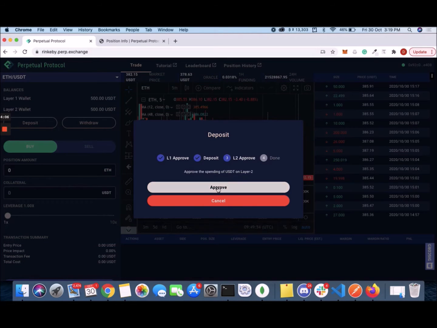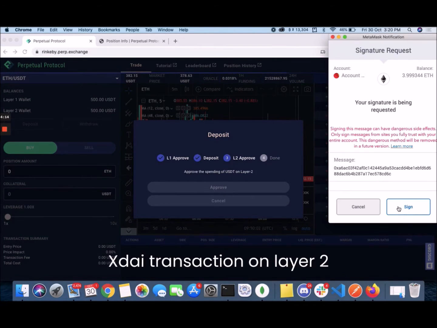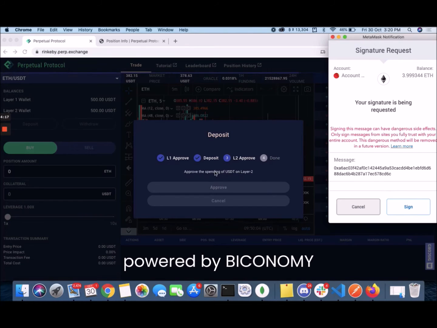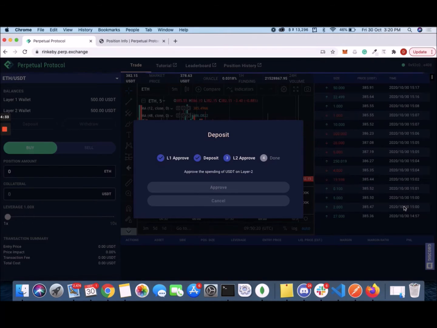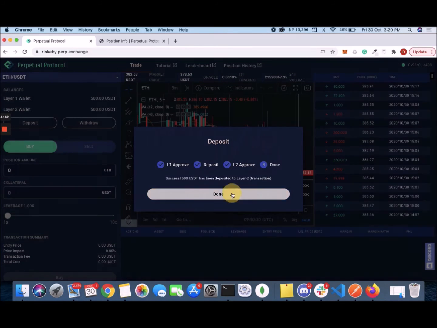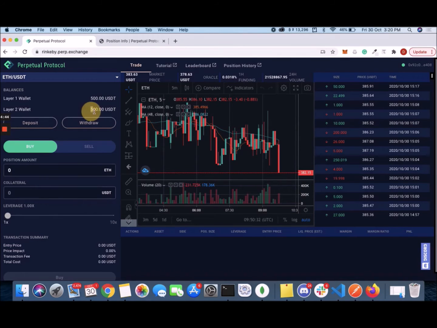Next, we will do the final approval on layer two. So as mentioned, this transaction is powered by Biconomy, so it will be gasless for the user. Now let's try to make a trade and buy one ETH with some leverage.